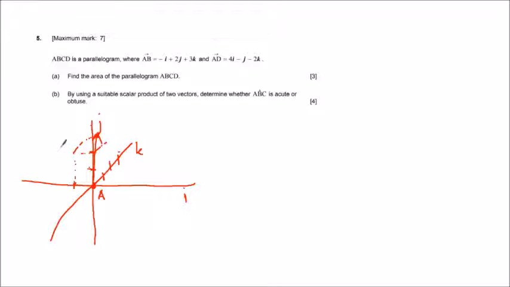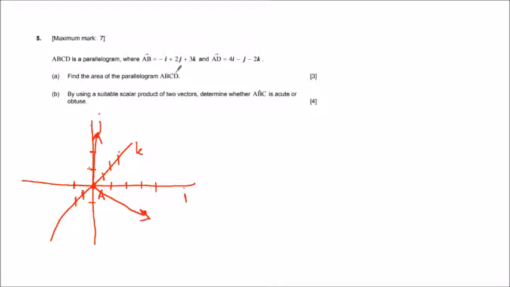So A, that's AB, right? So what's A? Now we have to take AD. AD is 4I minus J minus 2K, which I'm going to draw right now. 1, 2, 3, 4, minus J, so it's going to be down here, right? And then minus 2K. So that's our second vector.